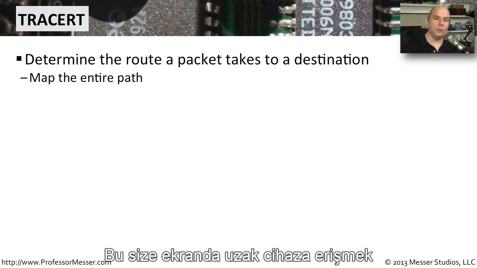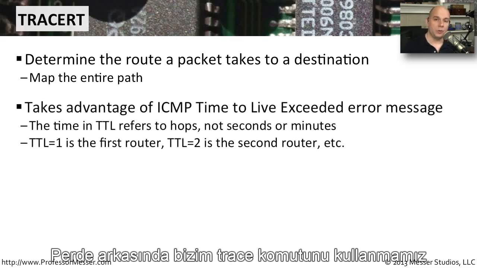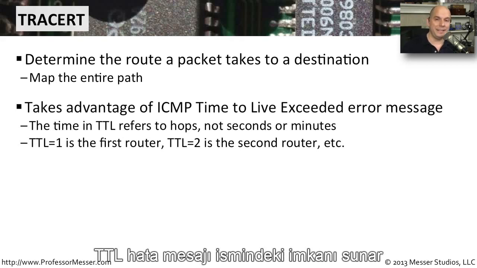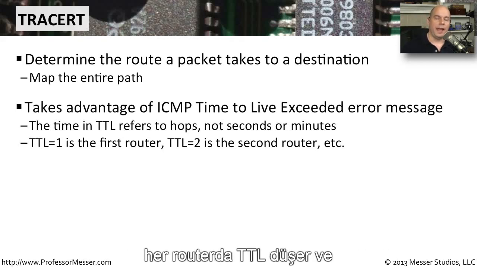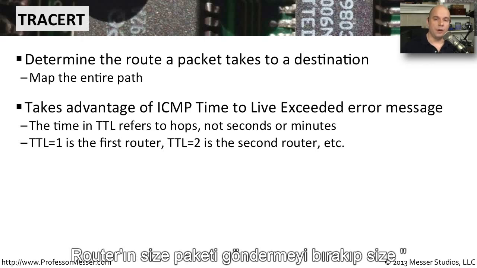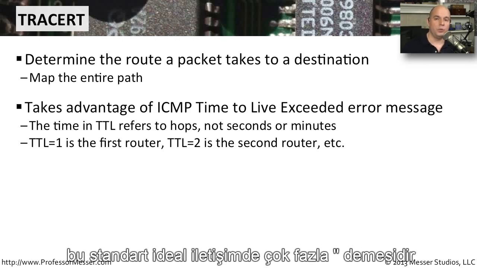This will trace out for you on the screen the exact path all the way to that remote device and back again. Behind the scenes, the Traceroute program is taking advantage of a capability in the ICMP protocol called the time to live exceeded error message. Whenever you're sending traffic across the network and it's decreasing that time to live every time it goes through a router, once you finally get down to 0, the router drops the packet and sends a message back to you that says, I'm sorry, I wasn't able to deliver this because it went through too many routers.